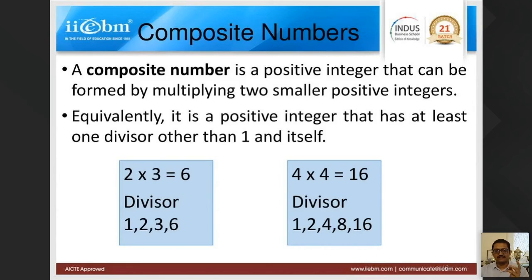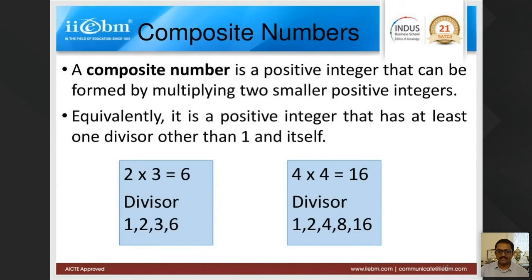Number 1, that number itself, and the other number can be one of the divisors. Like let's say 2 into 3 becomes 6. So 6 is a composite number. Why? Because it has 4 divisors. 1 is obviously a divisor. That number itself, 6, is also a divisor. But other than these two numbers, 6 has 2 more divisors, which are 2 and 3. So 6 can be exactly divided by 2, and 6 can also be exactly divided by 3.